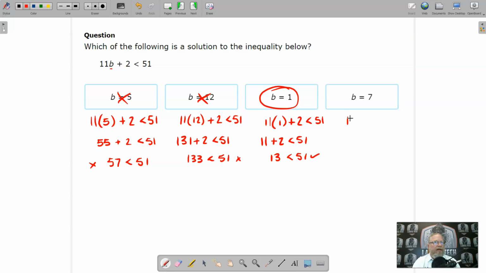And next we have 11 times 7. And then we're going to add 2. Is this less than 51? 11 times 7 is 77. Let's add 2. And then 77 plus 2 is 79. Is 79 less than 51? No, 79 is greater than 51, so this is incorrect. The only correct choice is the third one, b equals 1. And notice it says, which of the following is a solution to the inequality below? So this kind of implies that there's just one answer, but again, I would check them all out.